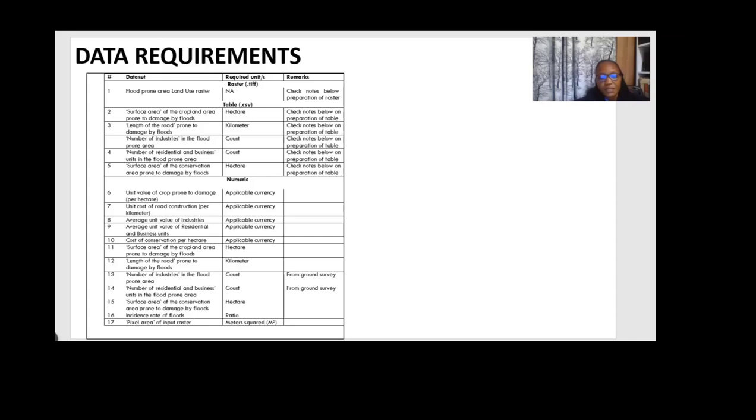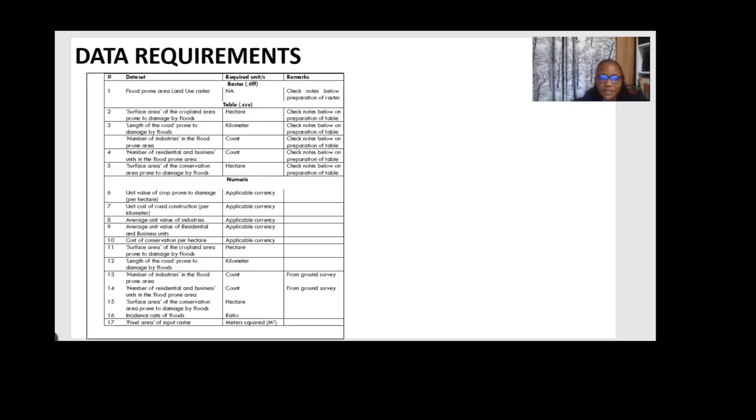It's quite a long list. We have 17 different types of data requirement because of the intensity of this kind of model in performing its ability to control floods, or assess the wetlands' ability to control floods. So number one, we have the flood-prone area land use raster. And if you check in the guide that has been provided, you'll be able to understand the preparation of this kind of raster, even though in the next slide I'll be explaining a bit of that.